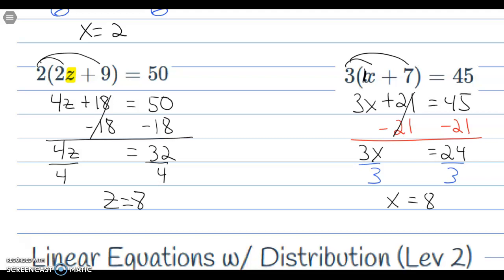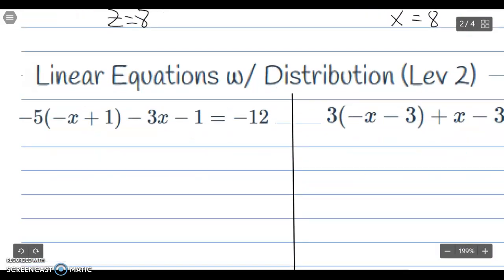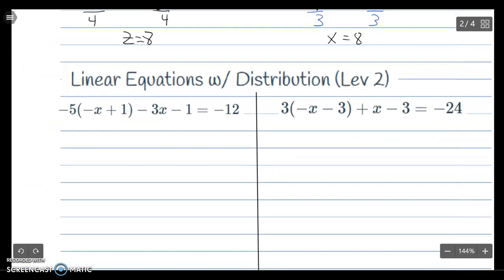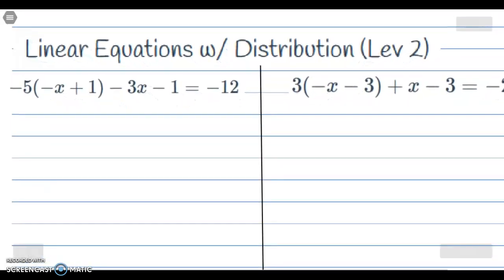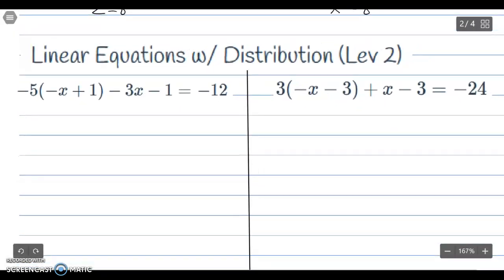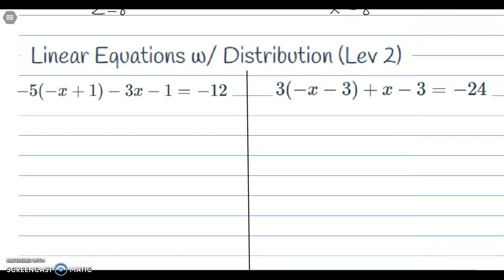All right, let's take a look at these. On these, this is linear equations with distribution level 2. You see these problems are a little bit bigger, and they'll involve collecting like terms. So we'll take a look at that and use some of the stuff that we used before. I'm going to zoom in on this first one here.